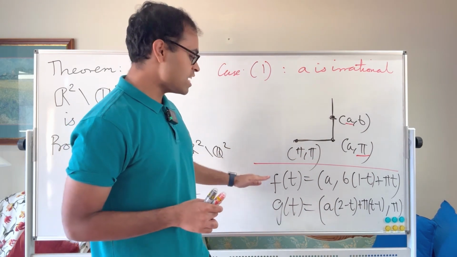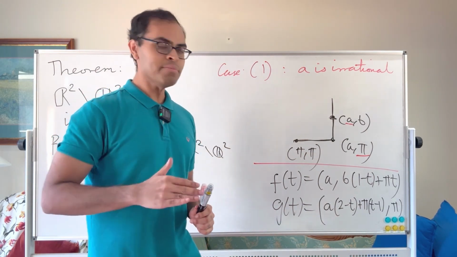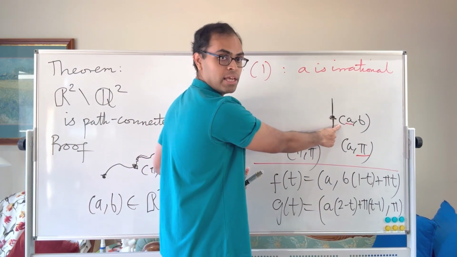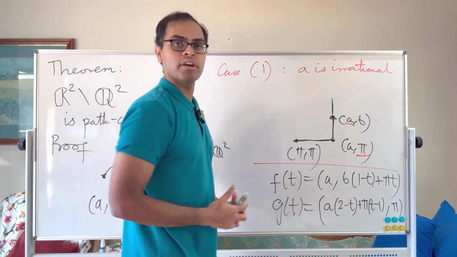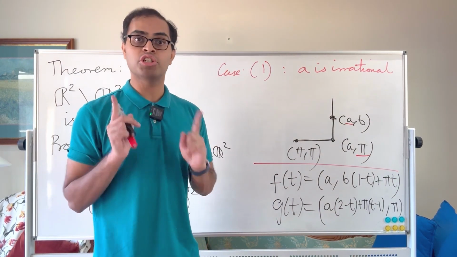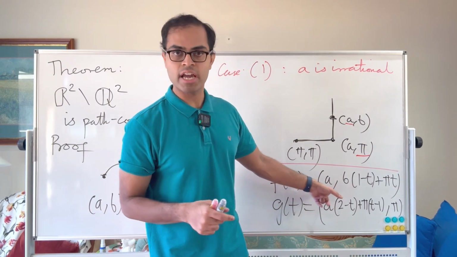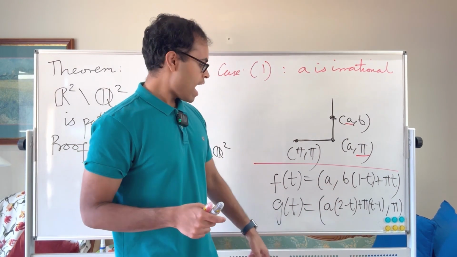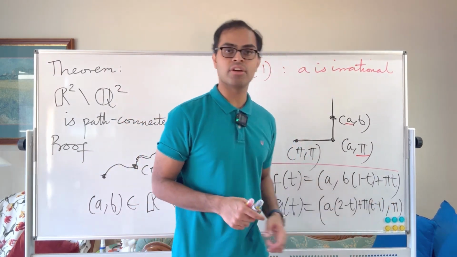So if we compose f(t) and g(t) on the interval [0, 2], at time t equals 0 we're going to be at (a, b), at time t equals 1 we're going to be at (a, π), and at time t equals 2 we're going to be at (π, π). And at no stage is our path going to touch Q², because as long as t is between 0 and 1, our a is irrational, so one coordinate is irrational, and as long as t is between 1 and 2, our second coordinate is going to be irrational.